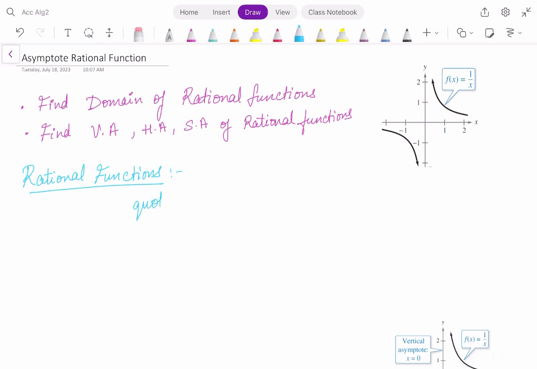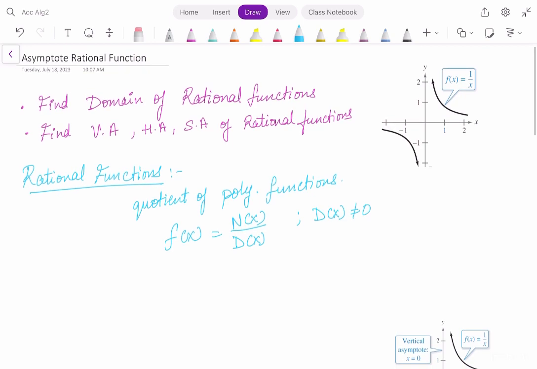Rational functions are nothing but the quotient of polynomial functions. In the form of the function, I can write it down as f(x) = n(x) divided by d(x), which is the polynomial of the numerator divided by the polynomial of the denominator, provided we cannot have the denominator equal to 0. Because when we have the denominator equal to 0, technically that is a vertical asymptote.